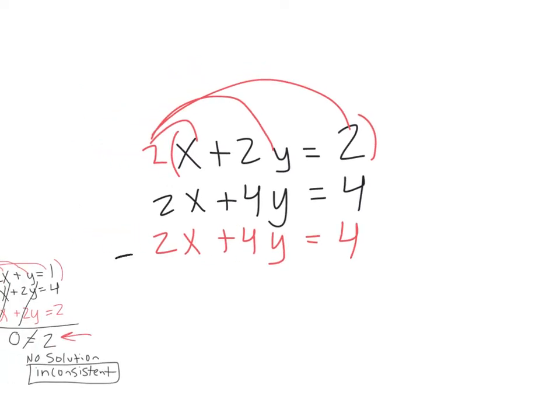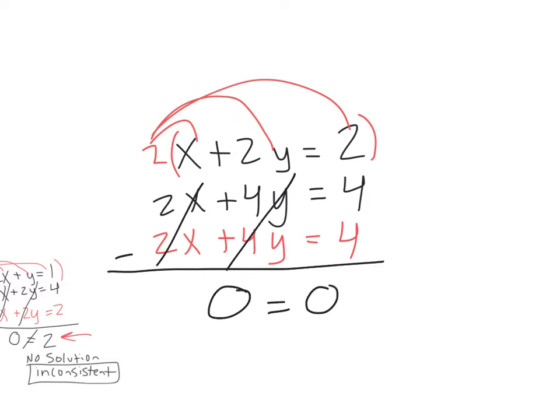So I have the same term on top and bottom, 2x and 2x. So I'm going to subtract. 2x minus 2x cancels out. 4y minus 4y, oh, that one cancels out too. So I'm left with 0 on the left, and that's equal to 4 minus 4, which is also 0. So here we have 0 equals 0.